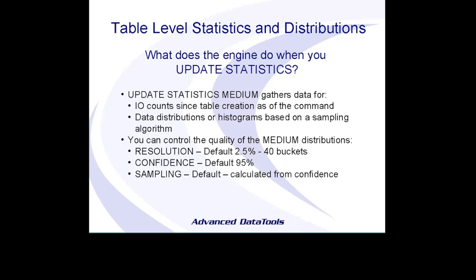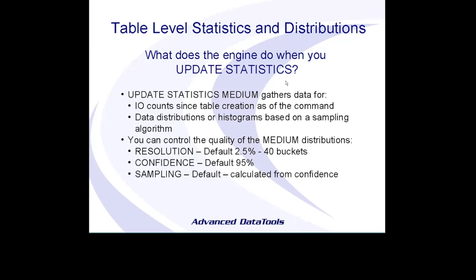The default is a calculated sampling level depending on the confidence. Okay, and by default, it doesn't sample a whole lot of records, even for a very large table. A few 100,000 rows, I believe, is the maximum number of rows that it samples. So for larger tables, you may want to adjust the sampling rate manually.